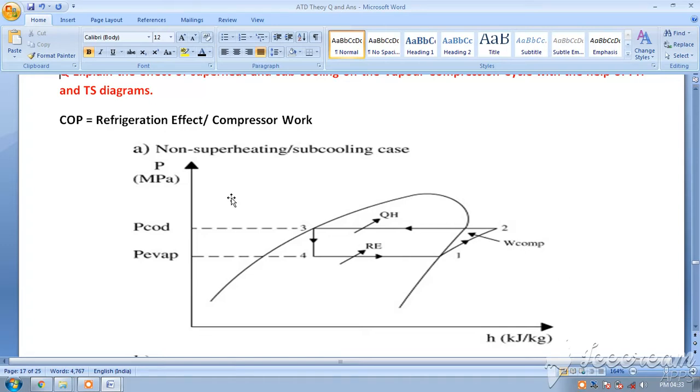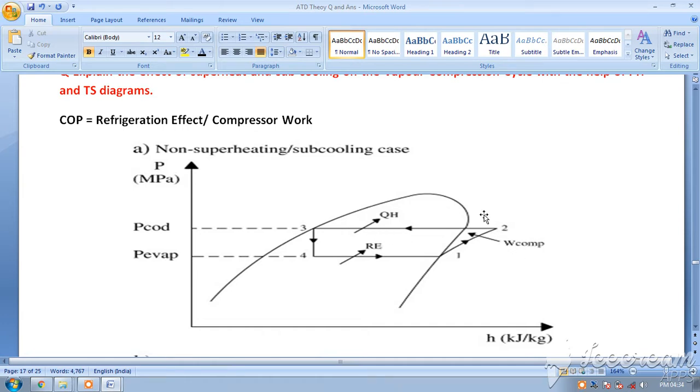First, you should remember that the COP, that is coefficient of performance, is equal to refrigeration effect divided by compressor work. Okay. Now, if you look at the non-superheating, non-subcooling case, this is a normal case. So I'll say 4 to 1 is the refrigeration effect. This is enthalpy. 1 to 2 is the compressor work, W compressor.